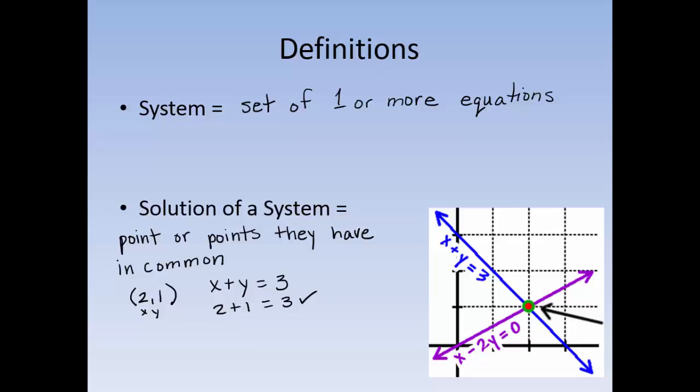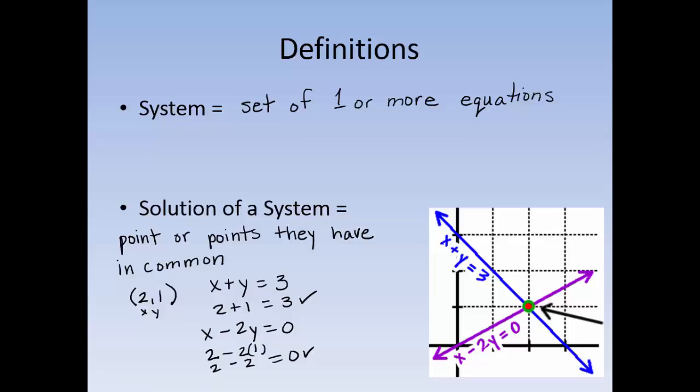How about the purple line? The equation is different. It's x minus 2y equals 0. Let's see if that really is equal to 0 when you plug in this ordered pair. X is 2, y is 1, so we have 2 minus 2, and that definitely does equal 0.